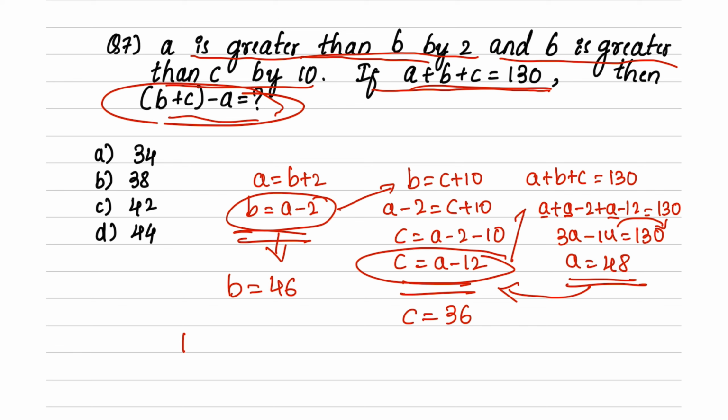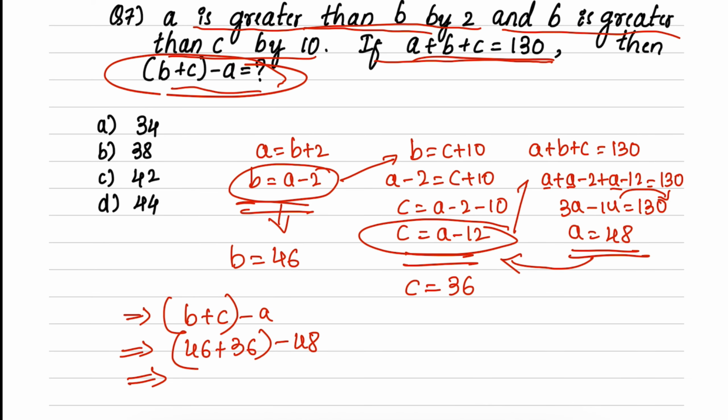They said to find b plus c minus a. So b is 46 plus c is 36 minus 48. It will be 82 minus 48, and finally you will get 34 as the answer. Option A is the right answer.